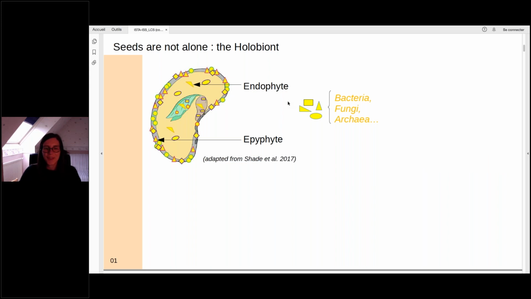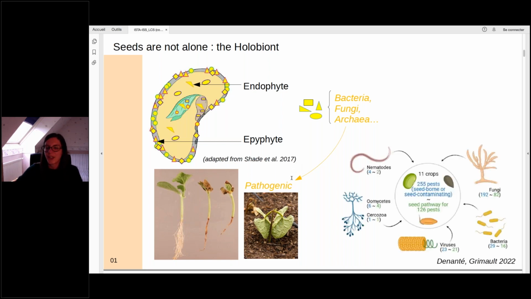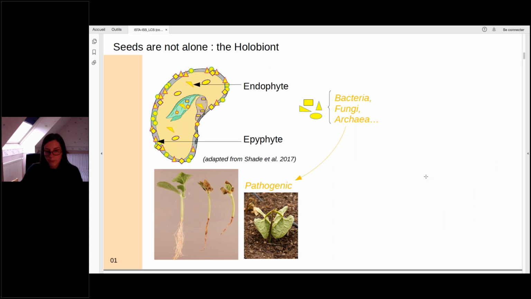As Ruud said before, some of the seed microbiota is pathogenic. It is responsible for numerous diseases on seed and seedling, including damping off. Indeed, seeds are carriers for more than 200 different pests. I think my figure is not up to date, but you get the idea. So it's fungi, bacteria, viruses that are pathogenic for the seeds and the seedlings. But while there are pathogens, there are also neutral and beneficial strains on the seeds.